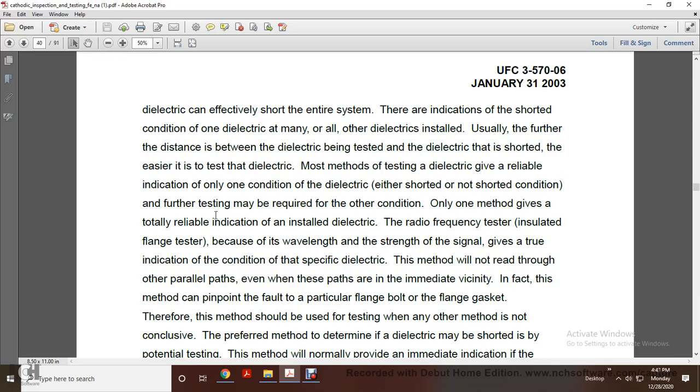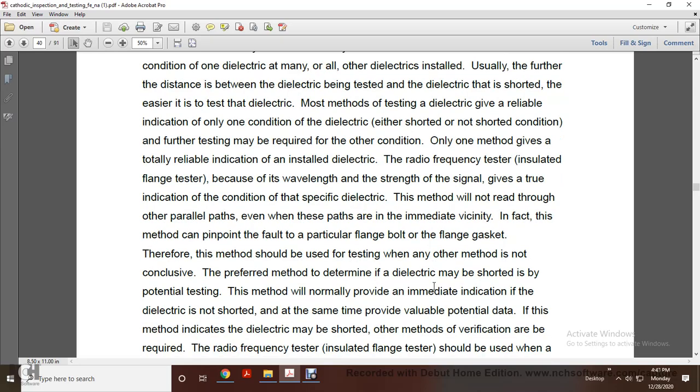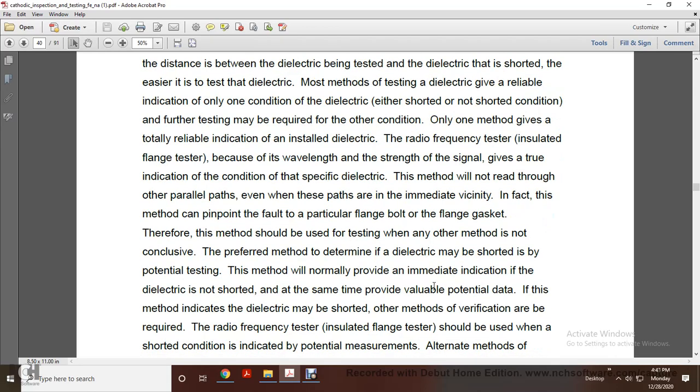Radio frequency testing with the insulated flange tester gives a true indication of the condition because of the wavelength and the strength of the signal. Specifically, this dielectric method will not read through other parallel paths, even in the immediate vicinity. In fact, the method can pinpoint the particular flange bolt or flange gasket. Therefore, if any other method is not conclusive, the preferred method to determine whether the dielectric may be shorted is this one.